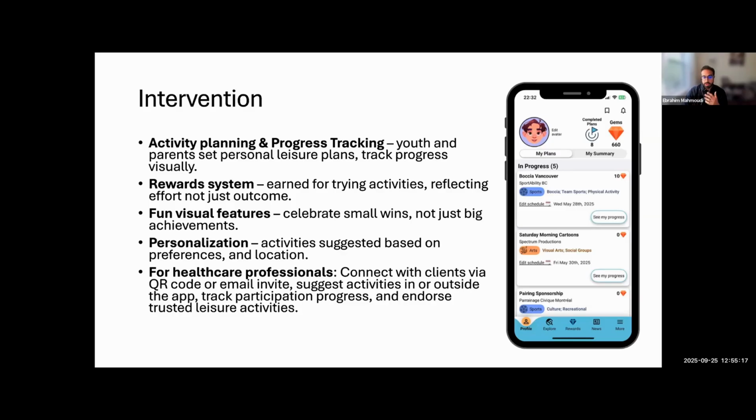And specifically for our healthcare professionals, they can connect with their clients through a QR code or email. They can track their clients' progress and also endorse trusted leisure activities in the app.